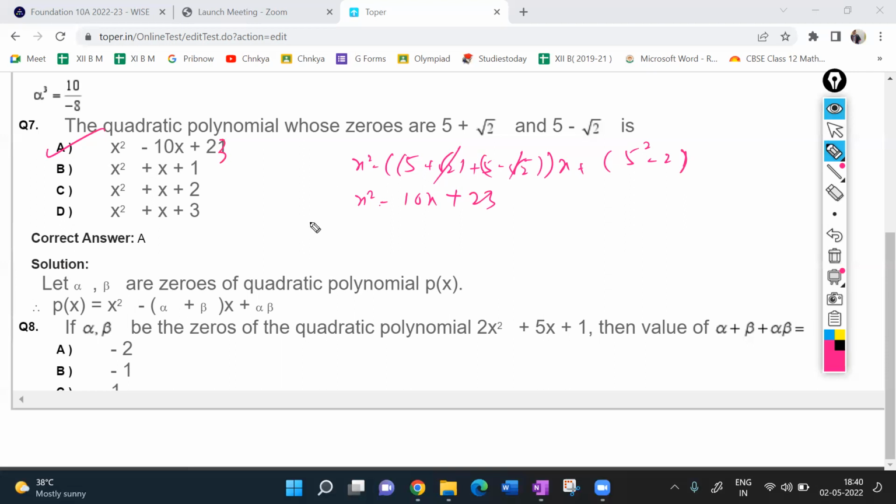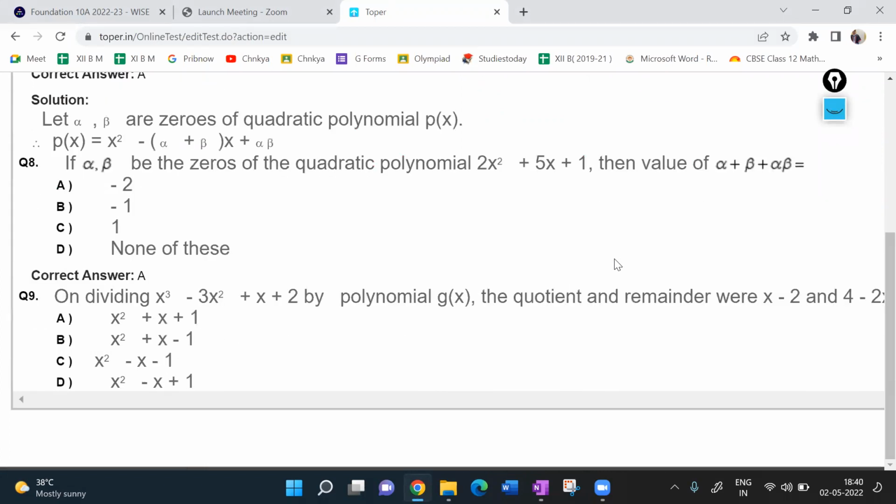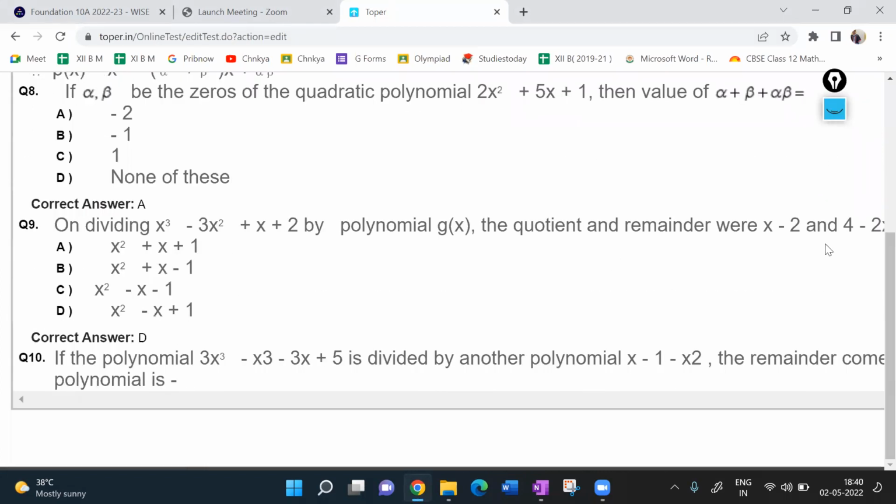Okay, how many of you made this by... Sir, x square minus 10x is matching, so we will choose option A. How many of you did it that way? Okay, no problem. We'll edit that question. Yes, next. So 3 questions, right? Total 3 questions. Am I correct?